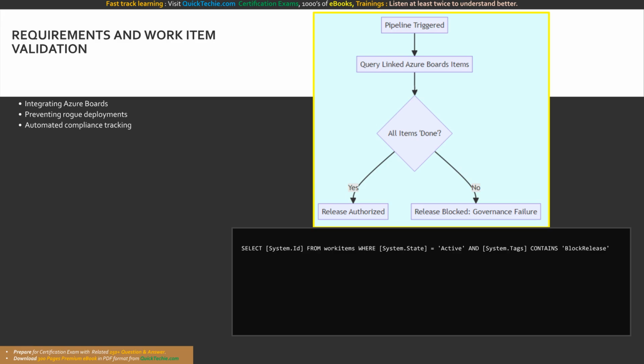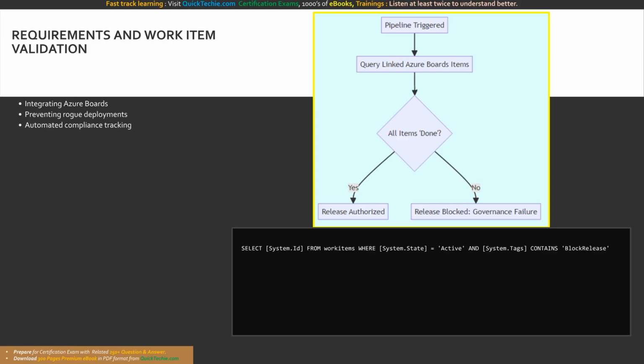If a developer attempts to push an unapproved feature through the pipeline, the gate will detect the unresolved work item status and autonomously block the deployment. This seamless integration between Azure Pipelines and Azure Boards provides automated compliance tracking, ensuring that the technical delivery of software is flawlessly synchronized with the organization's overarching business strategy and auditing requirements.